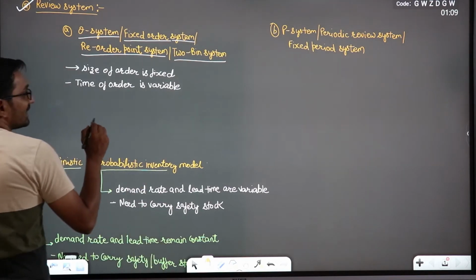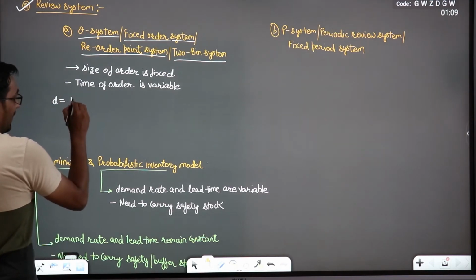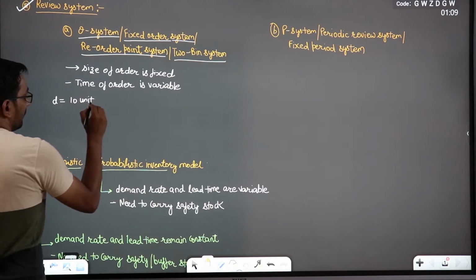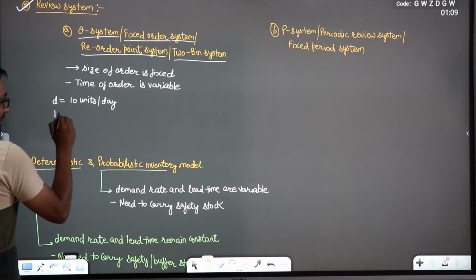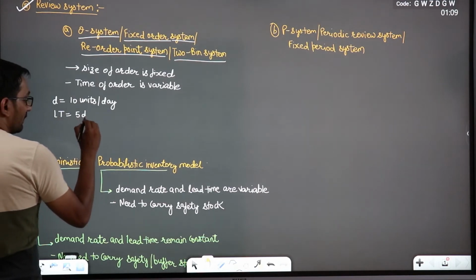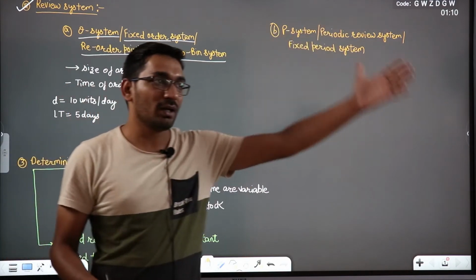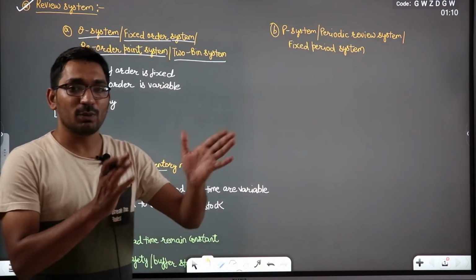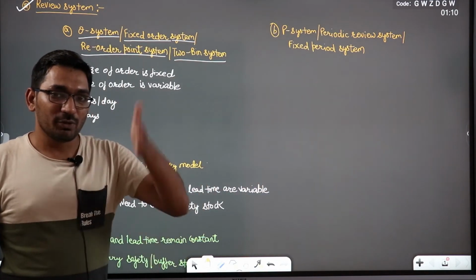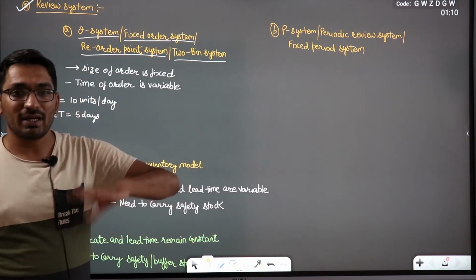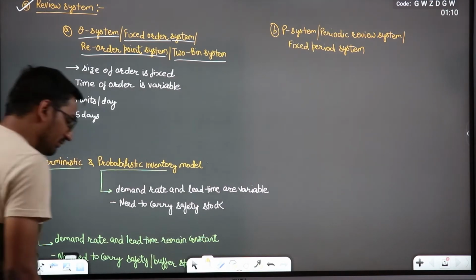Suppose, for an example, let us say the demand rate, small d, is 10 units per day, and the lead time is 5 days. What do we mean by lead time? Lead time is the time between when you place an order and when you receive the order. Suppose today you place an order and after 5 days you get that order at your factory, at your doorstep, then that time of 5 days is the lead time.